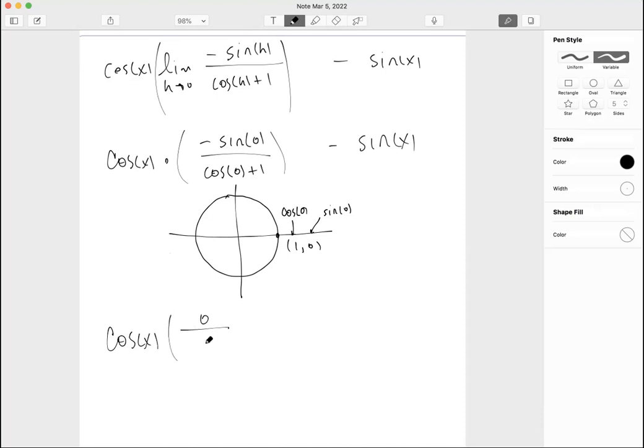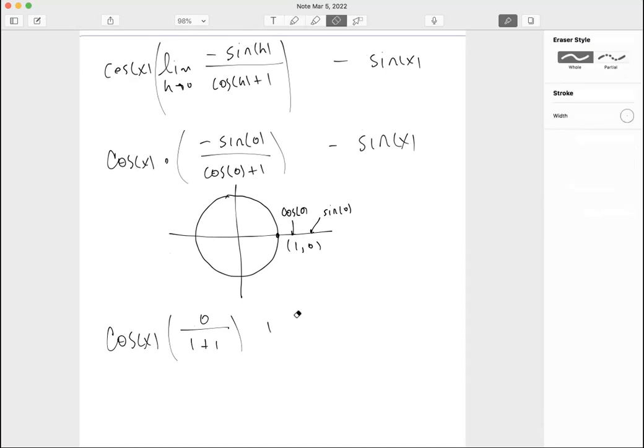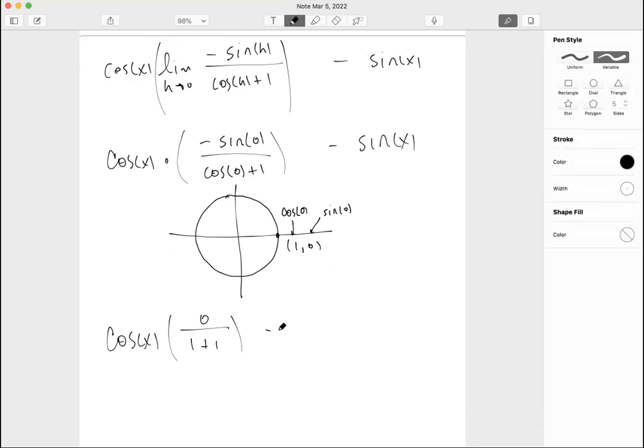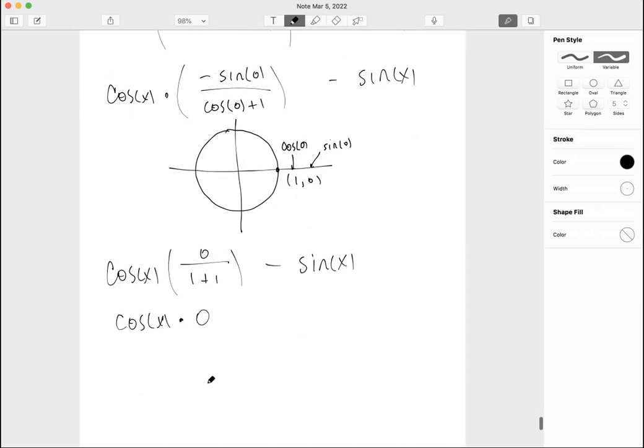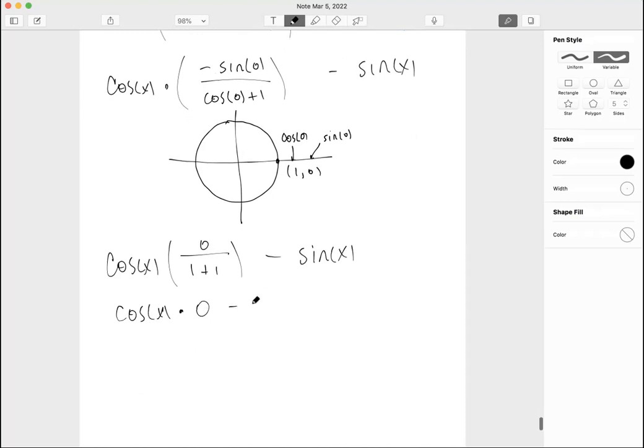So I have 0 over 1 plus 1. So that whole term is 0, right? Okay, yeah, that makes sense. So that cosine on the left doesn't matter because it's being multiplied by 0. Exactly, it's just being multiplied by 0. So that's why I'm left over with sine. Okay, that makes a lot more sense. Oh, good. Thank you.